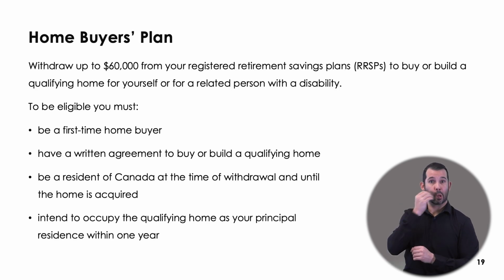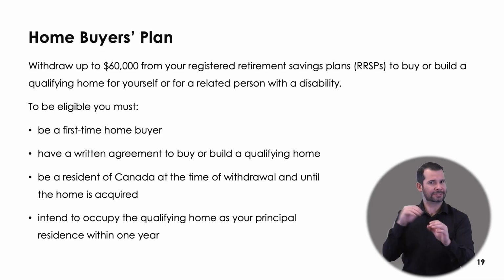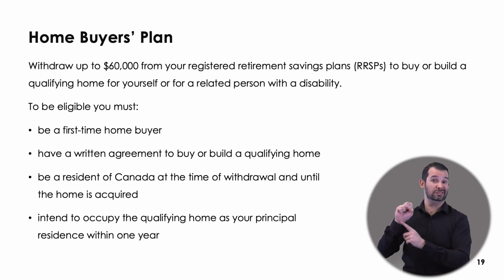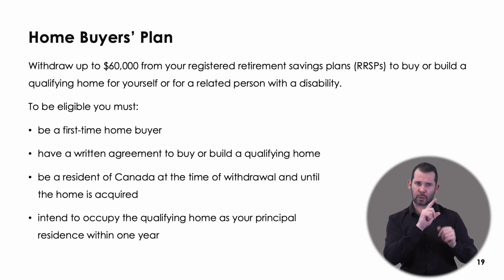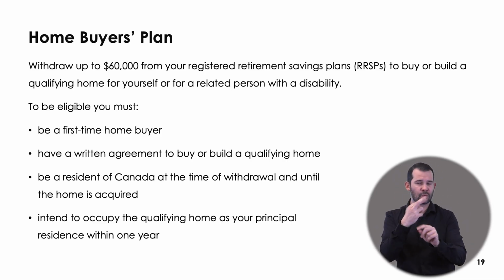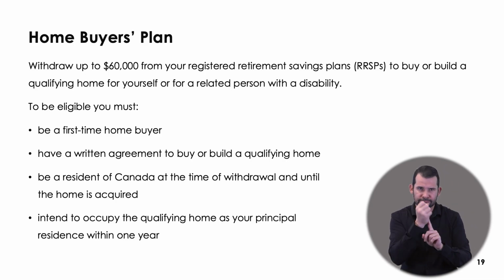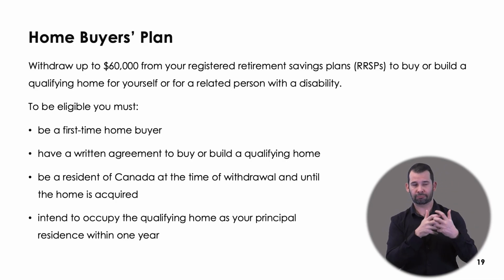The Home Buyer's Plan can help you save for a home. It allows you to withdraw from your registered retirement savings plans, or RRSPs, to buy or build a qualifying home for yourself or a related person with a disability. Certain conditions must be met to be eligible.